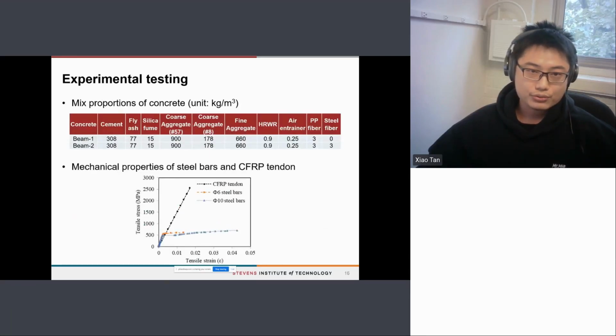The table lists two different HPFRC mixtures designed as HPFRC1 and HPFRC2, which are adopted to fabricate beam 1 and beam 2 respectively. Basically, HPFRC1 was reinforced with PP fibers, and HPFRC2 has both PP fibers and steel fibers. The figure below shows the stress strain curves for the steel bars and the CFRP tendons.